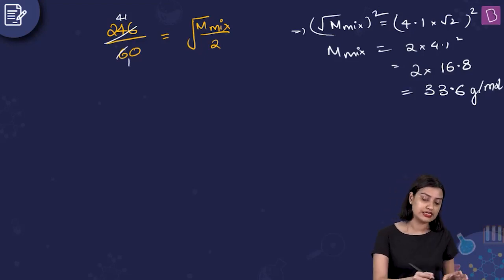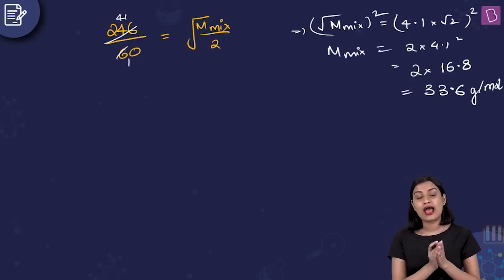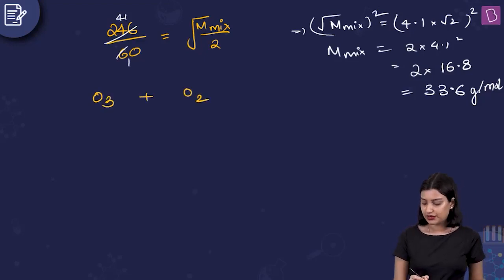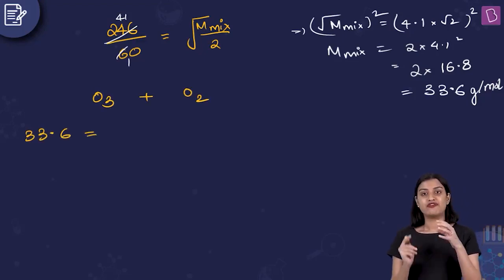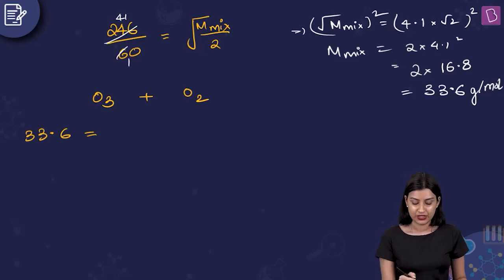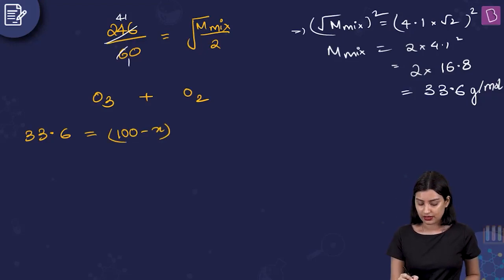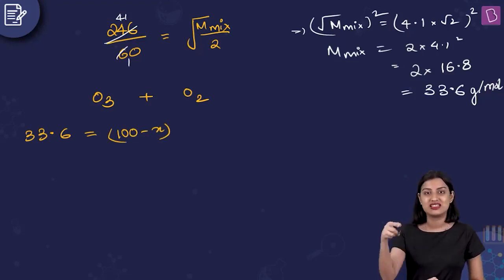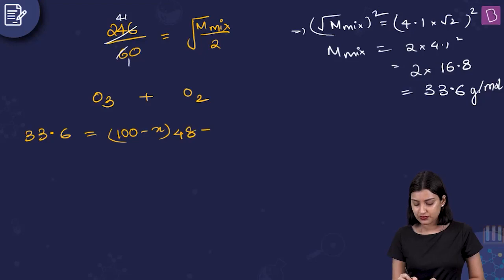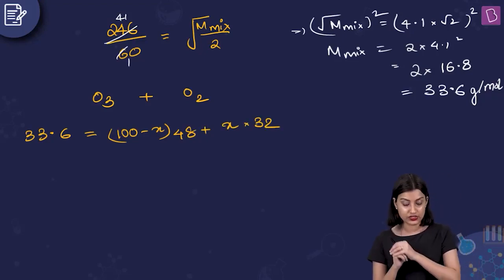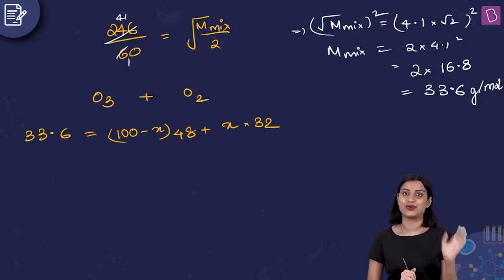Now this mixture is nothing but a mixture of ozone and oxygen. The molar mass is 33.6 gram per mole. So if I take 100 parts of this mixture, I'll say some 100 minus X parts is ozone. And what's going to be the molar mass of ozone? 16 into 3, so 48 gram per mole, plus some X parts of O2, which is 32 gram per mole, correct? Write this equation, solve for X, that X is going to be your answer.